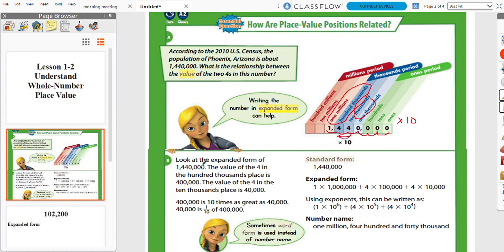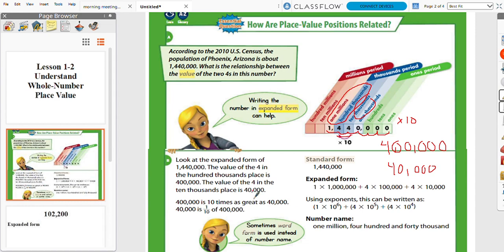So look at this expanded form of 1,440,000. The value of the 4 in the hundred thousands place is 400,000, right? So we look back here, this 100,000, you have 400,000. The value of the 4 in the 10,000s place is 40,000. So I have 4 here in the 10,000s place. 4 10,000s is 40,000, right? Count your 10,000s. 10,000 plus 10,000 is 20, plus 10,000 is 30, plus 10,000 is 40, 40,000.